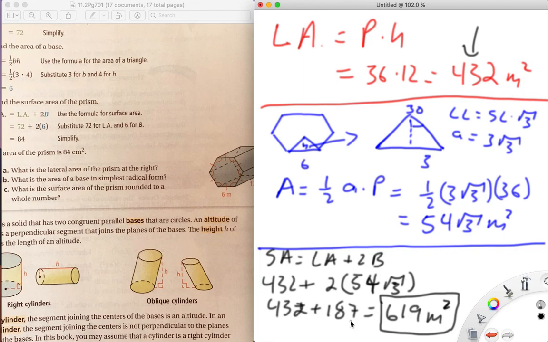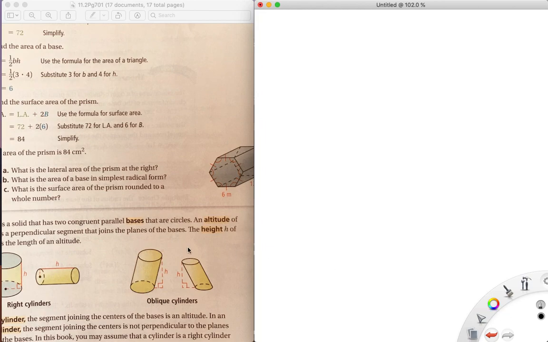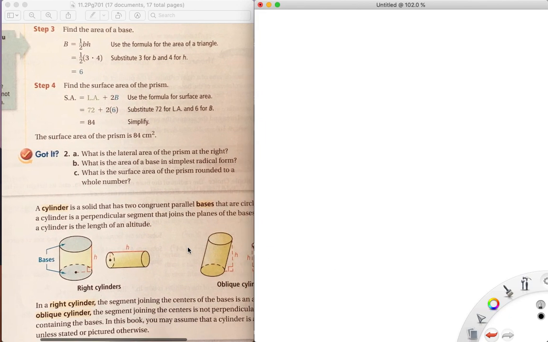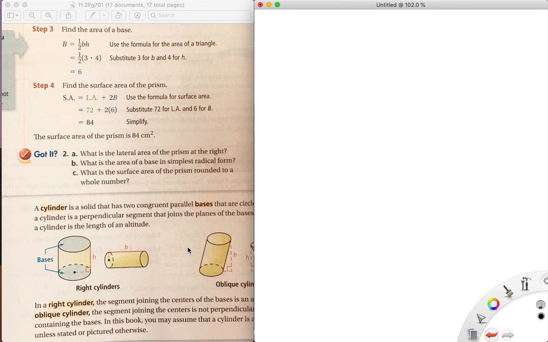So those are prisms. Next, we have cylinders. A cylinder is a solid where the bases are not shapes with sides. The bases are circles. So a cylinder is a solid where the bases are circles. Again, the bases have to be the same, and they have to be parallel, so congruent and parallel.